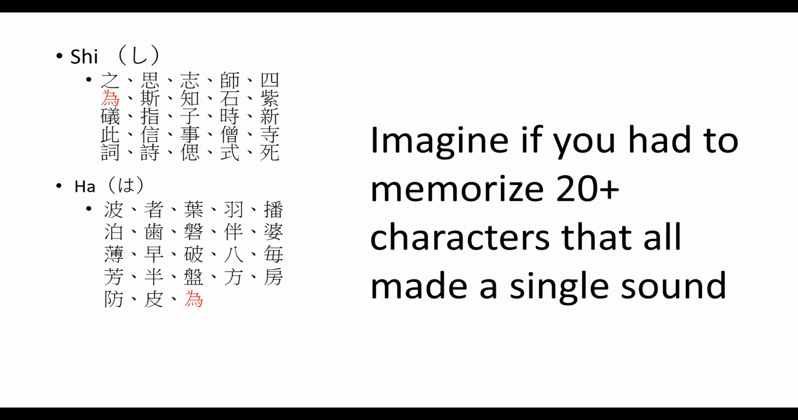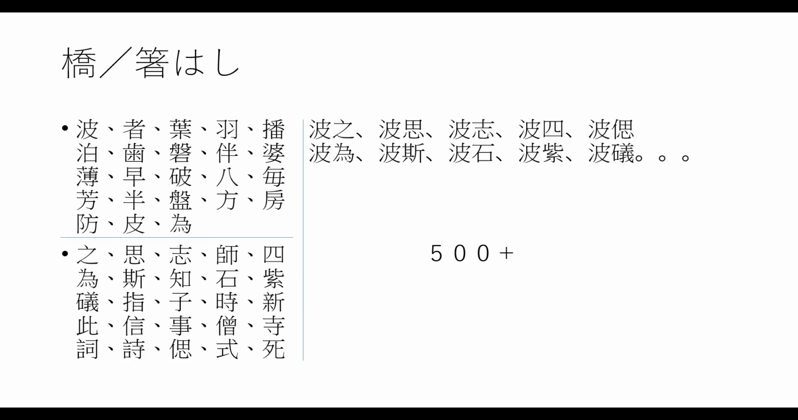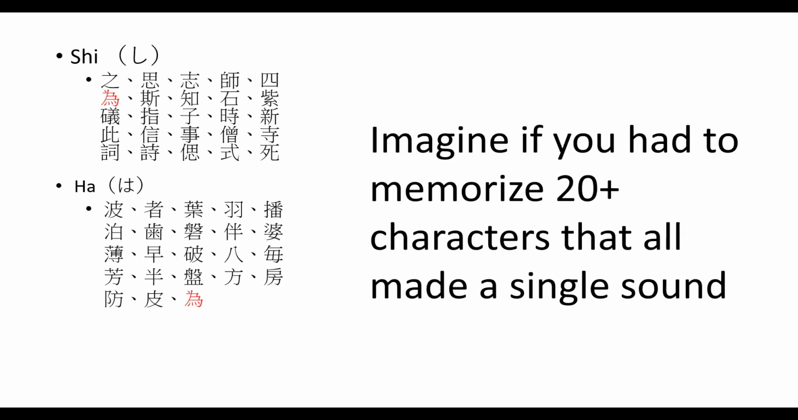In this example, we have multiple characters for the character read as shi. In fact, we have 25. There are actually more. And for ha, we have 23. Just to read these two, you need to memorize more characters than there are in the entire Japanese phonetic alphabet. Furthermore, the character you see in red can be read both ways.